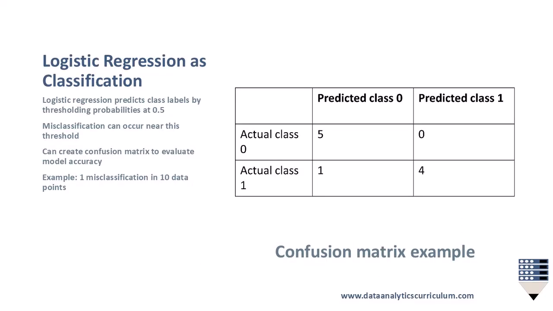Logistic regression as classification. Because logistic regression produces probabilities, we can turn those probabilities into class labels using a threshold, usually 0.5. But sometimes the model can misclassify cases, especially if they fall close to the threshold. To check how well the model performs, we use a confusion matrix, which compares the predicted labels with the actual labels. This lets us count how many predictions were correct and how many were wrong.